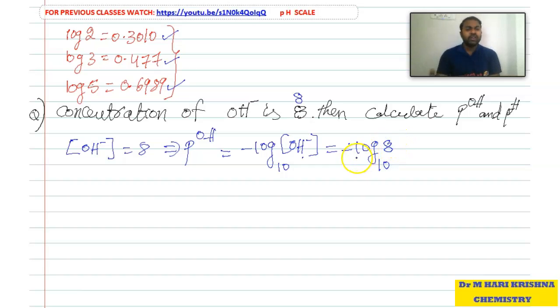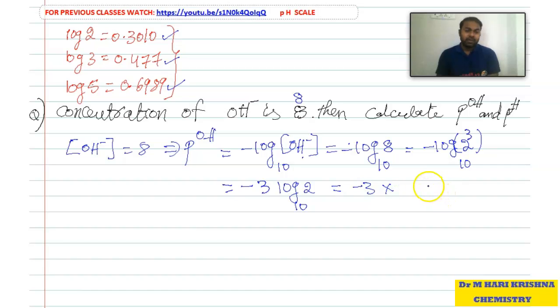So we know only log 2, log 3, log 5. Then how to find out log 8? Simply we can write it down as minus log 2 cube. So 2 cube means 8. Okay students? So minus log 2 cube. We know a power we can write in front of log. So 3 we can write in front of log 2. Now see the students.